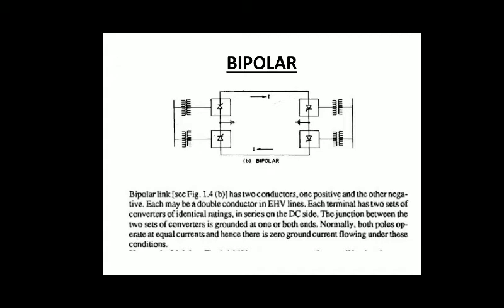As it is said here, a bipolar link has two conductors, one positive and the other negative. Each may be a double conductor in EHV lines. Each terminal has two sets of converters. As you can see, the left terminal has two converters and the right terminal has two converters in series on the DC side. So both of them are in series. The junction between the two sets of converters is grounded.